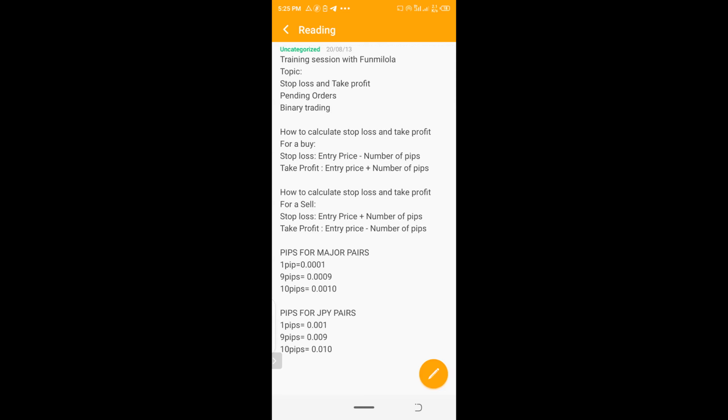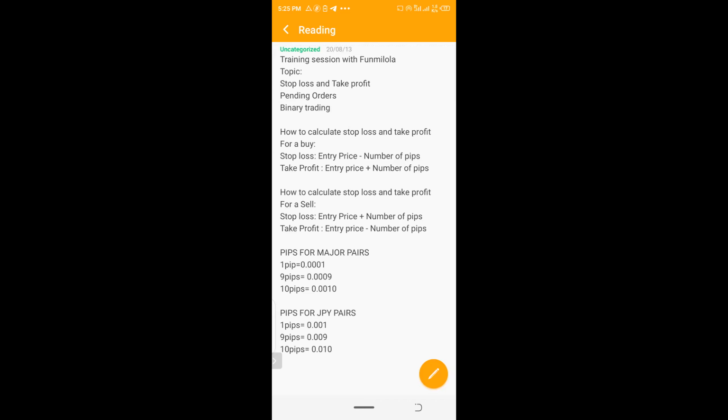So if I add 1 to the 9 at the back, my 1 will come to the next 0 in front, and I'm going to have 0.0010. So for major pairs, aside from JPY pairs, any pair that does not have JPY, this is how you can write the pips representation.